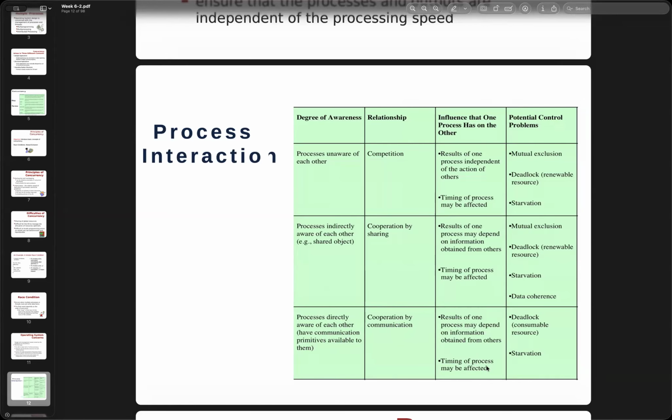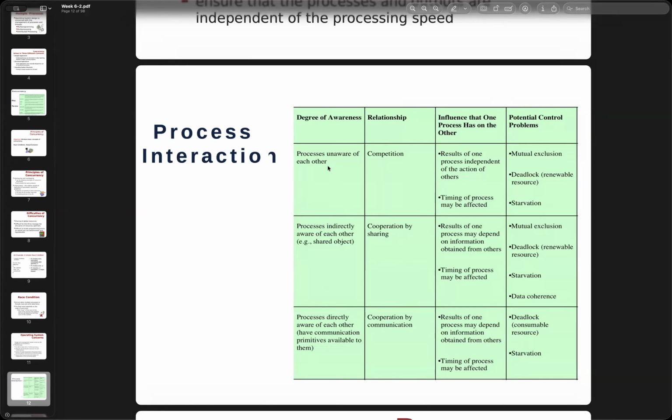For this one, a possible problem is deadlock, even though they are communicating, because they have some consumable resources. Also starvation, because you're waiting for the shared resources. So here are the possible interactions.